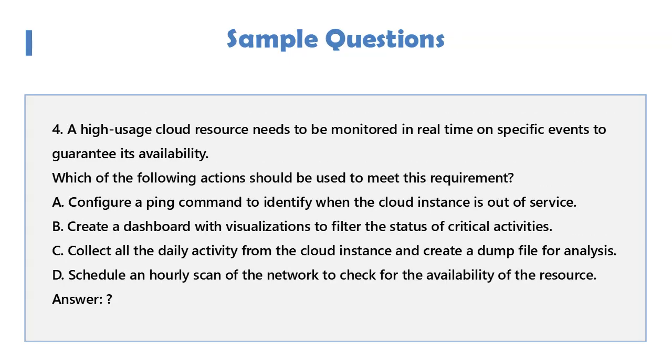4. A high-usage cloud resource needs to be monitored in real time on specific events to guarantee its availability. Which of the following actions should be used to meet this requirement? A. Configure a ping command to identify when the cloud instance is out of service. B. Create a dashboard with visualizations to filter the status of critical activities. C. Collect all the daily activity from the cloud instance and create a dump file for analysis. D. Schedule an hourly scan of the network to check for the availability of the resource.